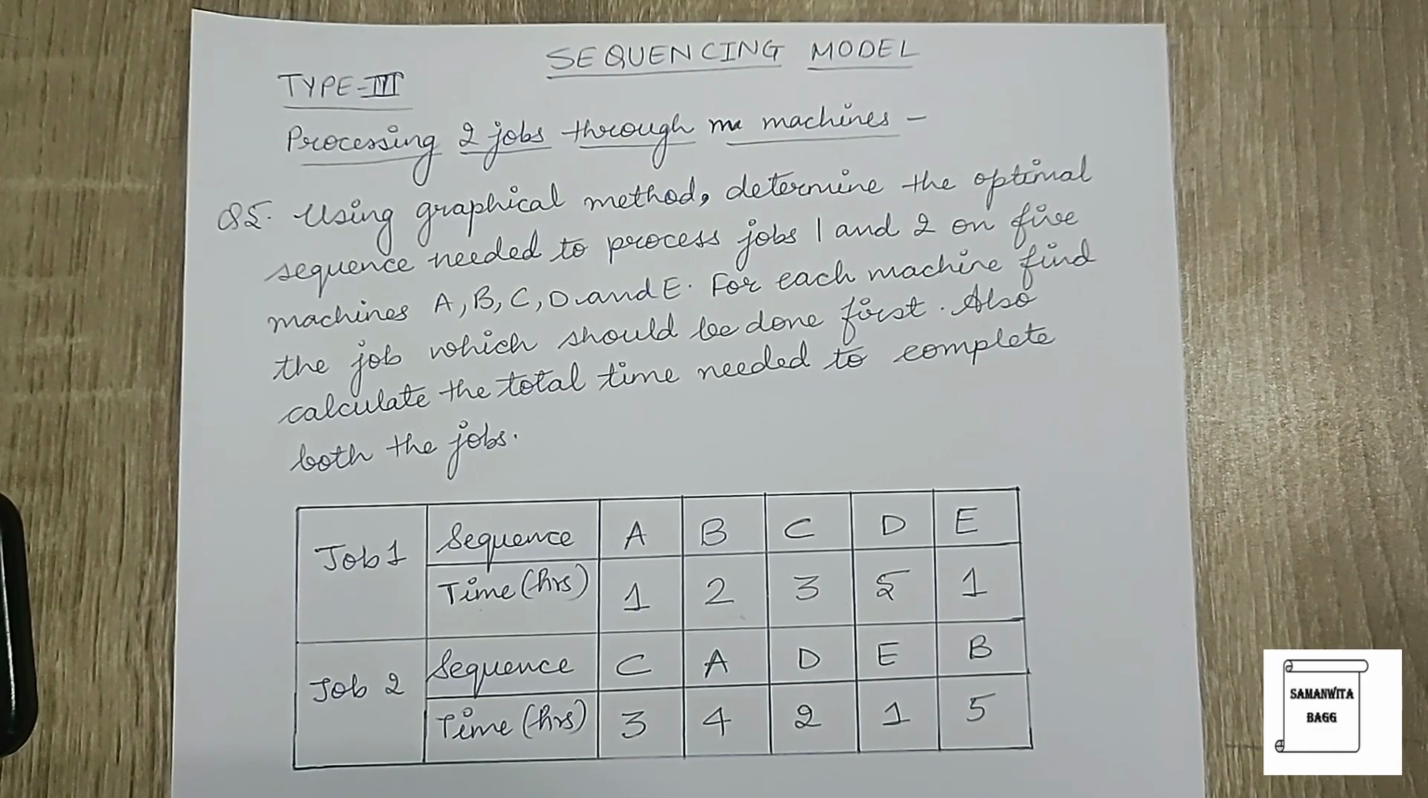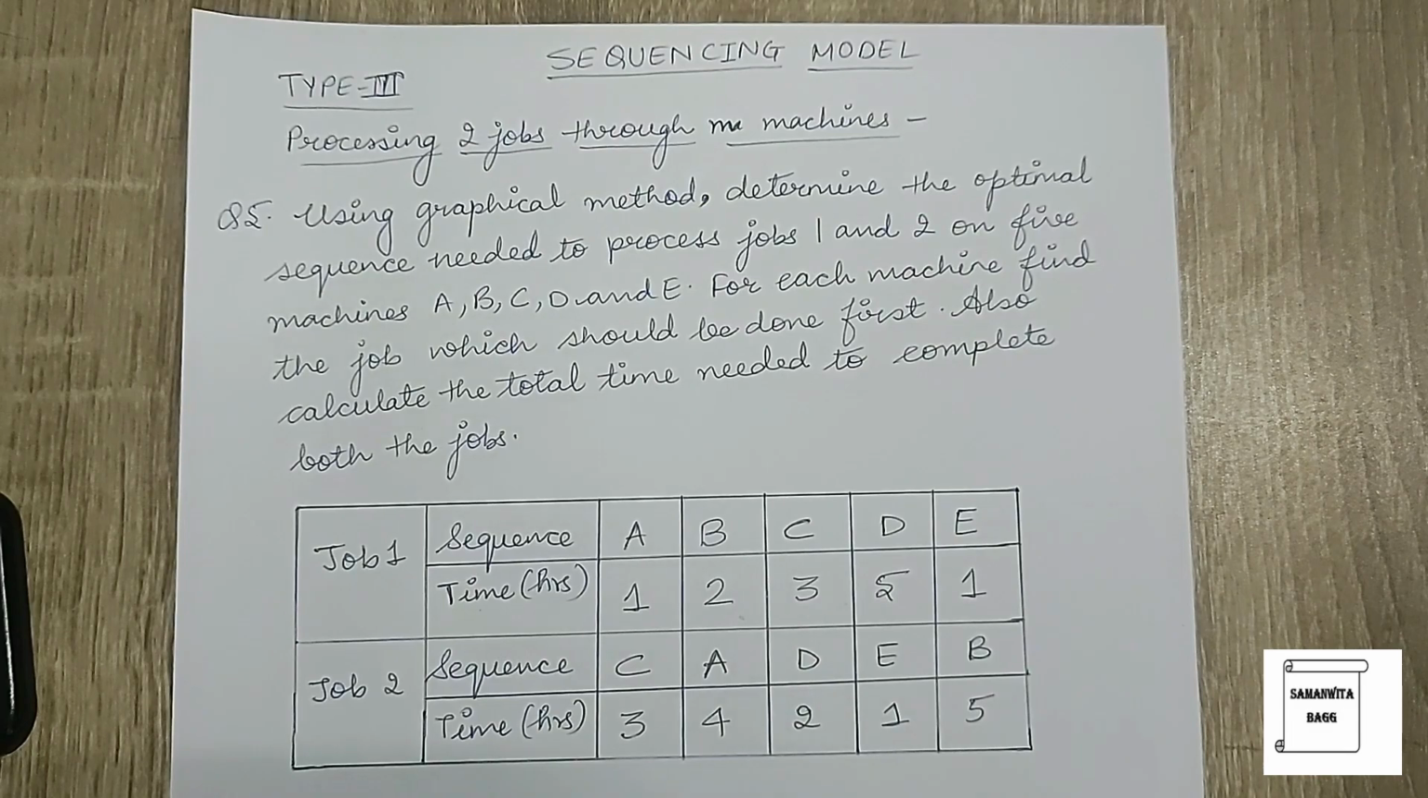Everyone, welcome to the next session on operations research. In this session, we will take up a numerical on the topic of sequencing model. This is type 3, processing 2 jobs through M machines. Using graphical method, determine the optimal sequence needed to process jobs 1 and 2 on 5 machines.